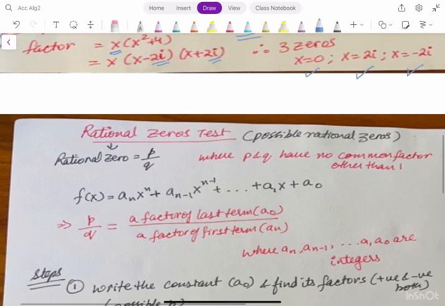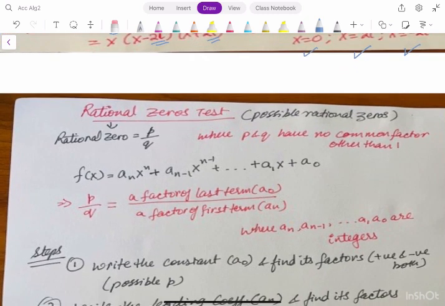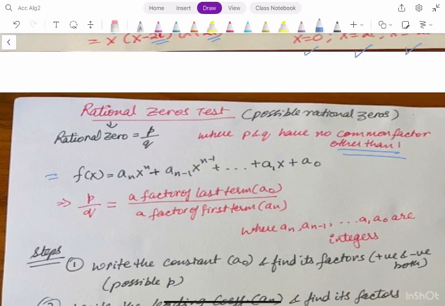Then we are talking about something called the rational zero test. It helps us to understand what are the possible rational zeros that could be there, because a rational number means something in the numerator and the denominator, where p and q have no common factors other than 1. So this is the basic way of writing the function down, starting with an and going all the way to the constant.